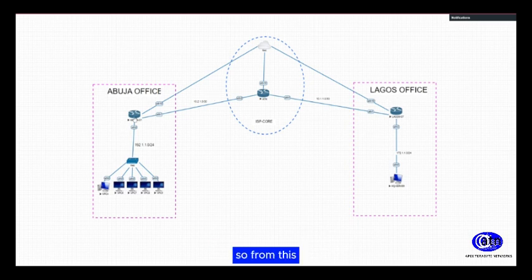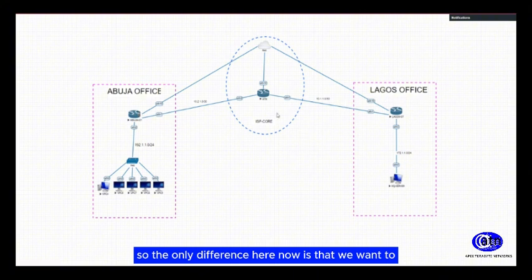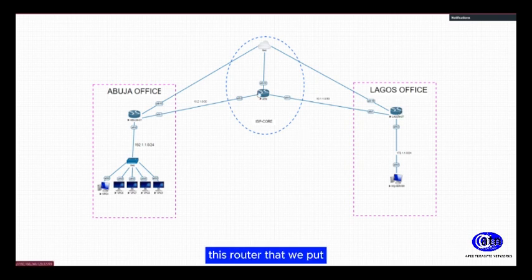So from this, you can see the diagram. This is an ISP core. This is Abuja GT. This is a Lagos GT. In these two locations, this is a GT in the Abuja office. This is a GT in the Lagos office. So the only difference here now is that we want to ensure that there is connectivity between this guy and this guy. The router that we put here is only one physically. We don't know how many routers the ISP is having. So this is their core. They may have like 10 routers here, all of them running on OSPF.